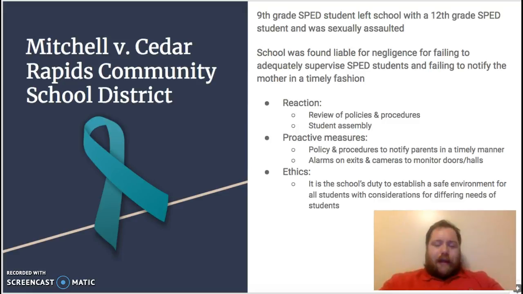Some measures that can be taken to prevent this are to have these policies and procedures already in place, especially with notification of parents when students show up absent when they're not supposed to be. And again, back to the alarms on exits, and cameras to monitor doors and halls, so that we can just be aware of where students are. And the ethics of this is that it is the school's duty to establish a safe environment for students, especially students who have differing needs.